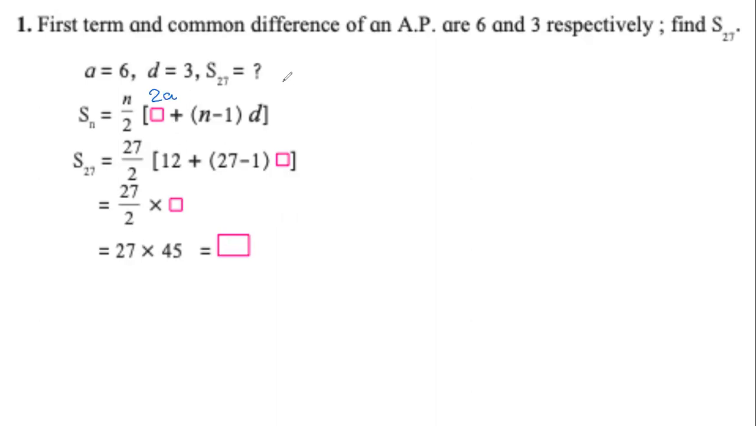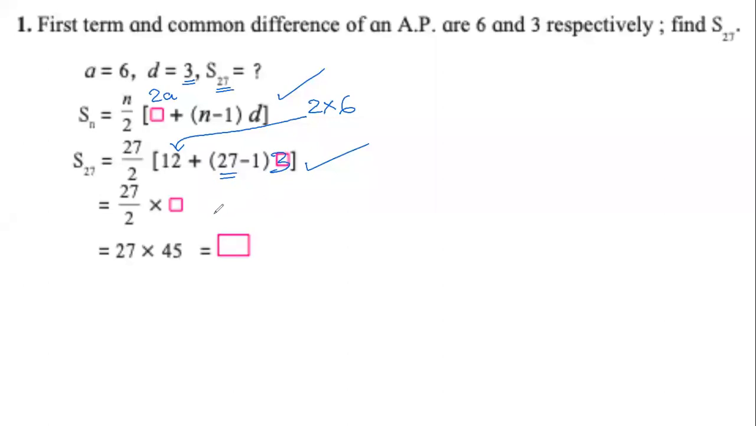In the second step, what happened is someone did this in the mind, 2 into 6, which is 12. So 12 is written here. Now n is 27. So here it is written 27 and d is 3. So we will have to write 3 here. First step is done. Second step is also done.